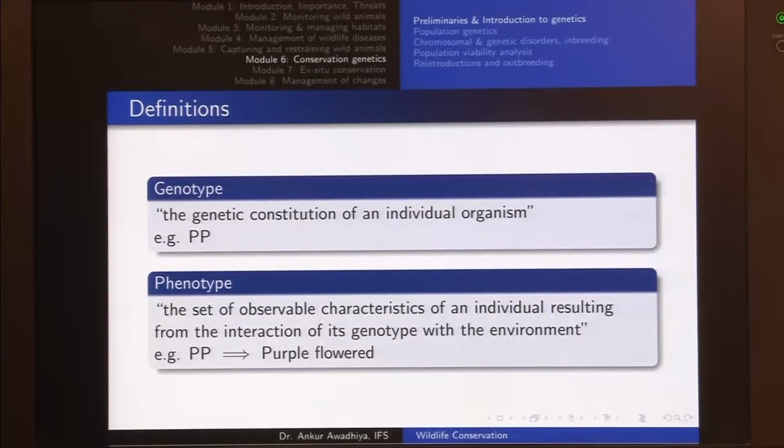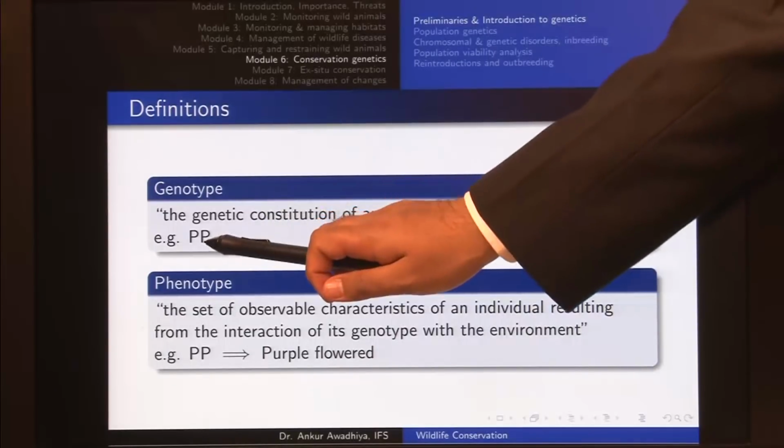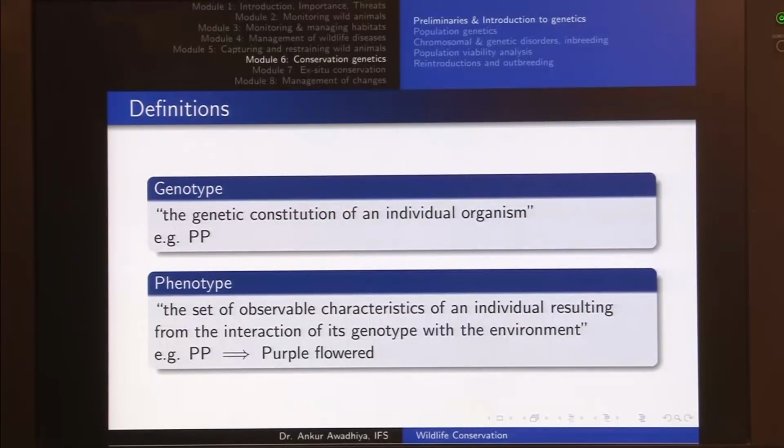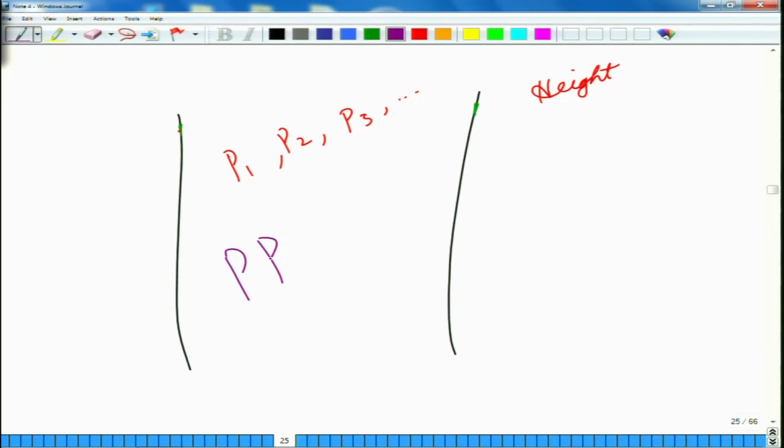Next we have a genotype. A genotype is the genetic constitution of an individual organism. So what sorts of alleles are present in that organism is represented by the genotype. For example, capital P, capital P. Now when we say capital P, we are saying that this individual got the allele for purple color from the mother and also for the purple color from the father.